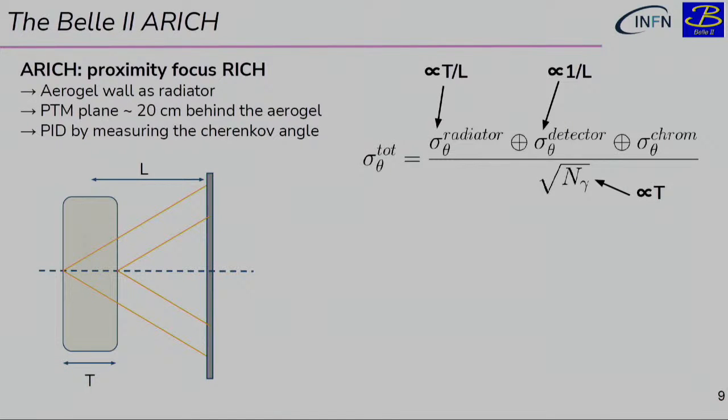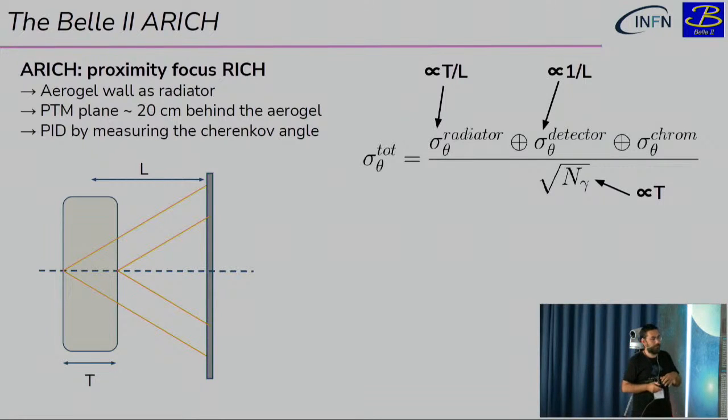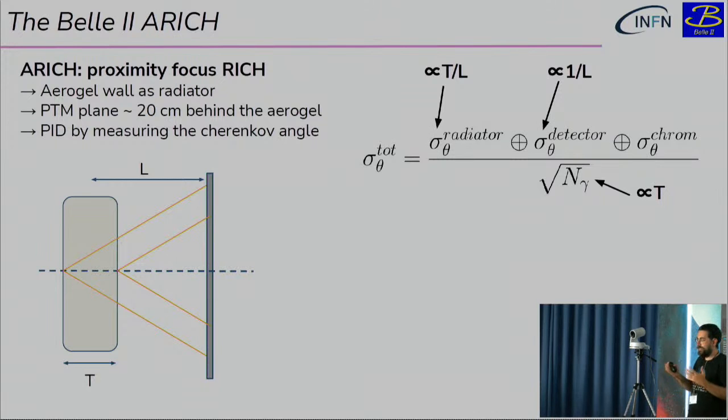Now, the ARICH works in the forward direction. And it's a completely different game. It's focused on providing PID for higher momentum particles and exploits, again, Cherenkov radiation, but with a different technique, which is the proximity focusing RICH. So this is something pretty simple. You emit Cherenkov light in a radiator, and you have a detector plane behind the radiator itself, and you look at the size of the ring that you get projected onto this detector plane.